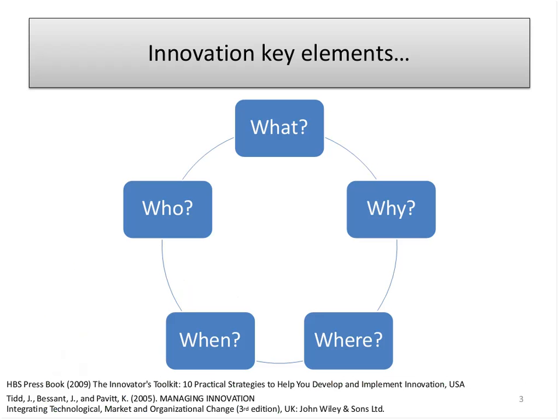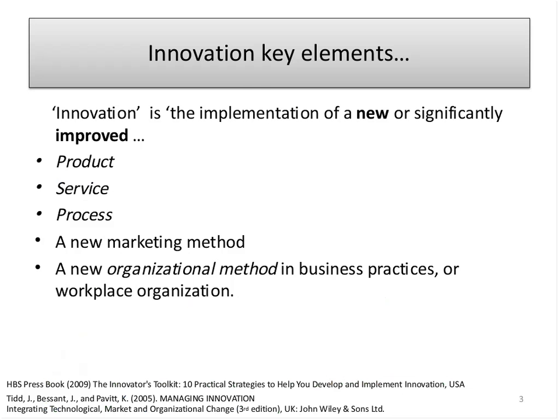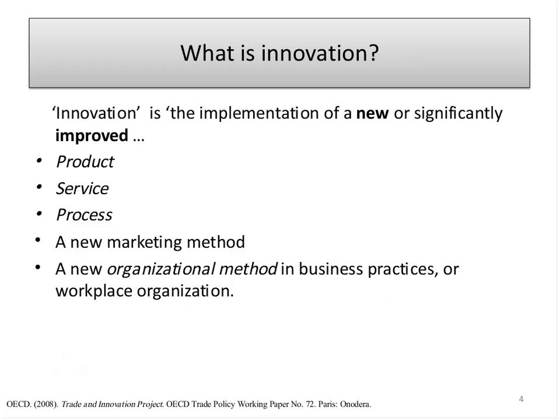There are 5 key elements in innovation: what innovation is, why it matters, where it happens, when it happens, and who makes it happen. Innovation, as defined by the OECD, is the implementation of a new or significantly improved product, service, or process, a new marketing method, or a new organizational method in business practices, or even workplace organization. Therefore, it covers the aspects of product innovation, service innovation, process innovation, and marketing innovation.